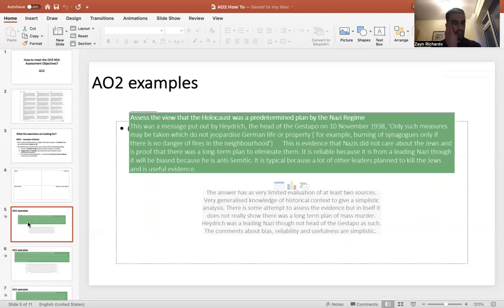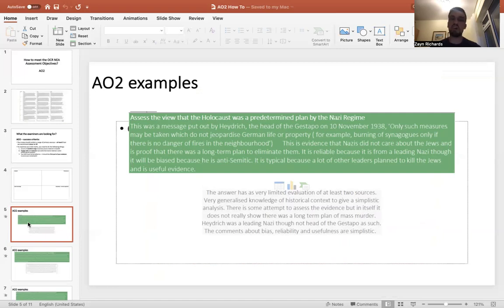Okay, so the question that this candidate was answering was, assess the view that the Holocaust was a predetermined plan by the Nazi regime. The positive of this source is that they have actually quoted, so they've hit the content part, but that's basically all they've done. There's no own knowledge used to assess the validity of the source.